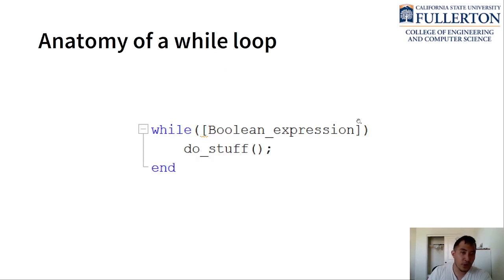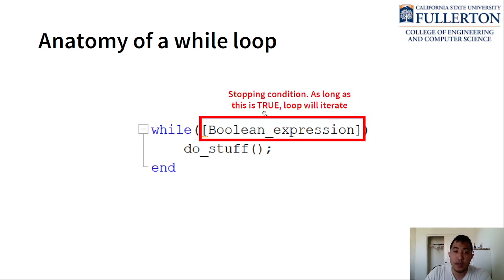Here's what it looks like in code. It's very simple. We use the keyword while, followed by the Boolean expression. Remember, the Boolean expression is going to be either true or false depending on what's going on. Then we do stuff, and that's the code body. I like to call this the stopping condition because it's what keeps the while loop going. As long as this continues to be true, the loop will continue to iterate.